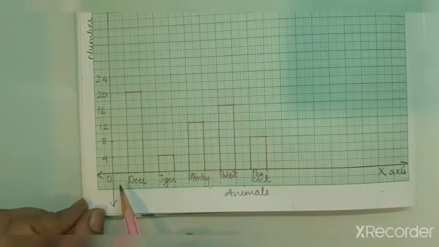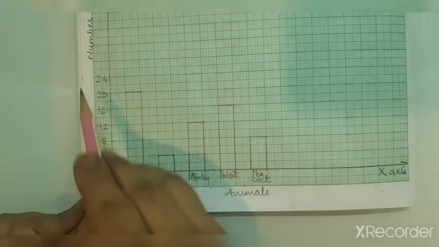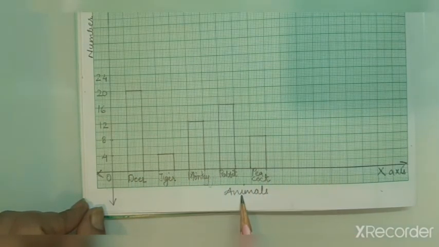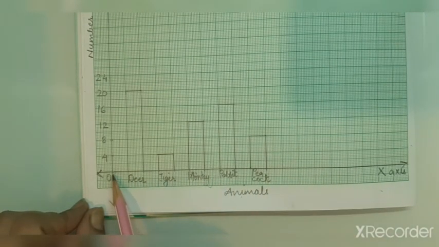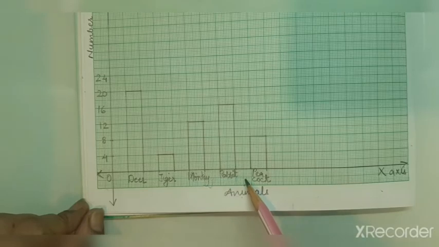Now the data is about the animals. And the numbers are given on the y-axis. As I told you, the numbers are always shown on the y-axis. So the animals will be shown on the x-axis. So I have written here animals. Then after the y-axis, 1 centimeter is left and then the name deer is written. Then 1 centimeter we leave, then tiger. 1 centimeter we leave, then monkey we write. 1 centimeter we leave and write rabbit. 1 centimeter we leave and we write peacock.